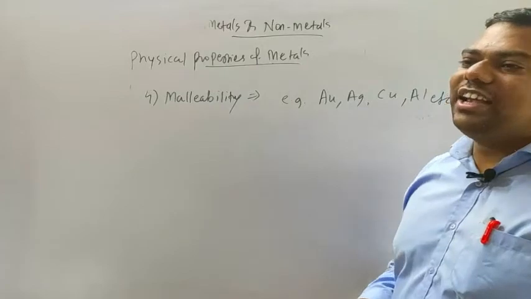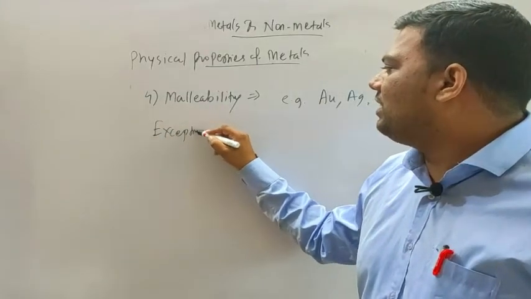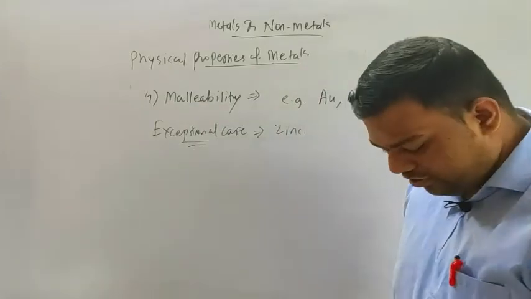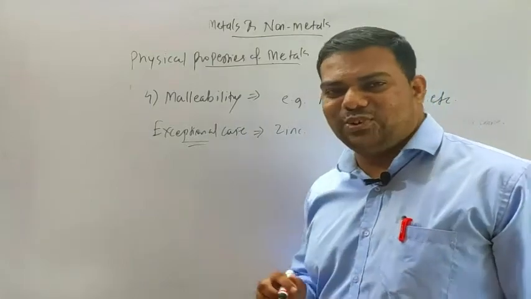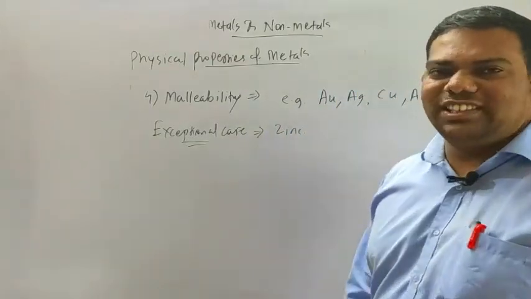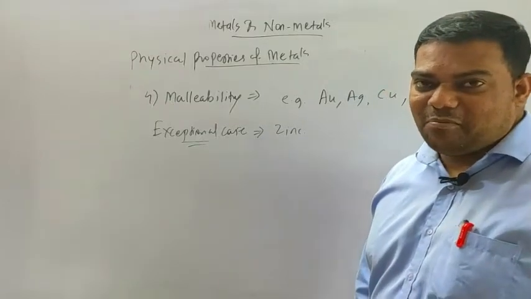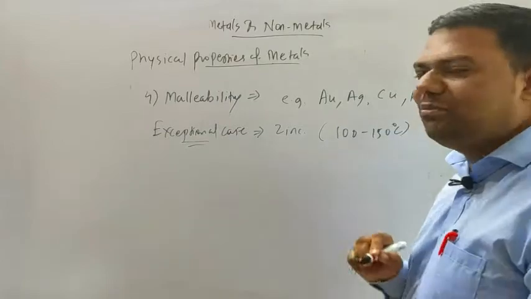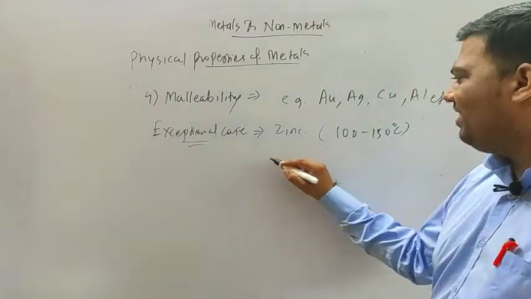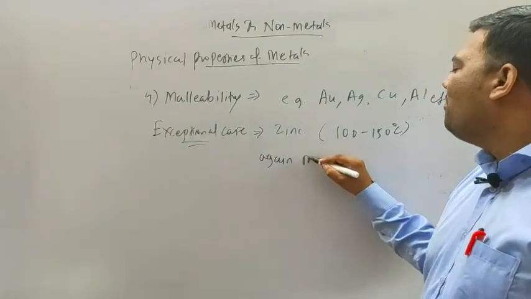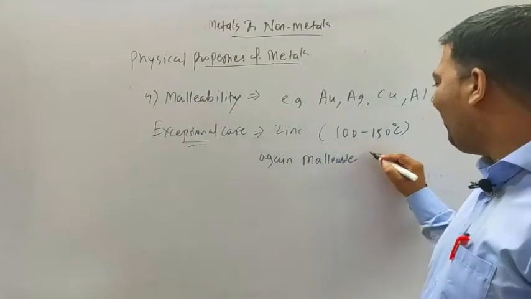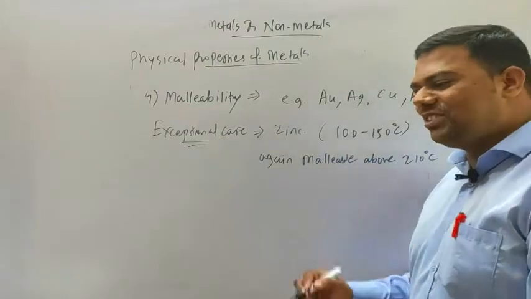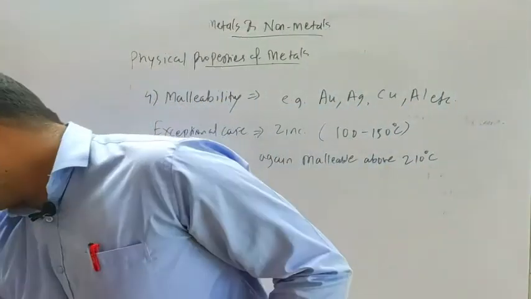Now, an exceptional case, important here: exceptional case 1 is zinc. It is interesting to note the property of zinc. Normal zinc can't bear that much stress, but if you increase the temperature to between 100 and 150 degrees Celsius, it becomes malleable, and again at temperatures above 210 degrees Celsius it becomes malleable. Understood?